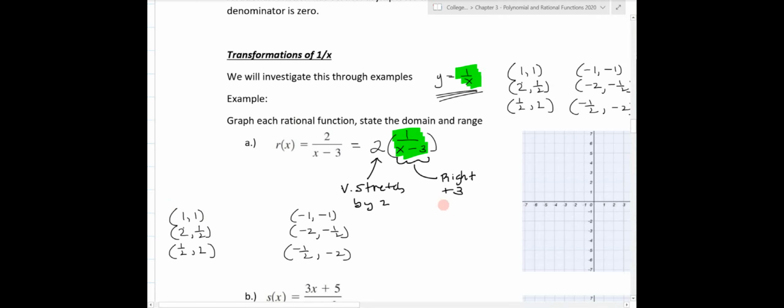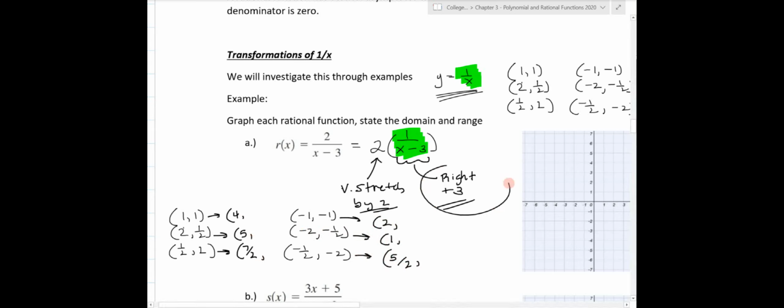All right, so these were the parent function points. What we're going to do is move them right 3 units, and stretch them by 2. So if I move this right 3 units, doesn't that value become 4? That one moves right 3 units and becomes 5. And this one becomes 7/2, 3.5. Is it okay with everybody? I'm going to move these all 3 units to the right. So it becomes 2 comma whatever. Move that one 3 units to the right, so it becomes a 1. Move that one 3 units to the right, so it becomes 5 halves, 2.5. Okay, so that's what the horizontal shift did.